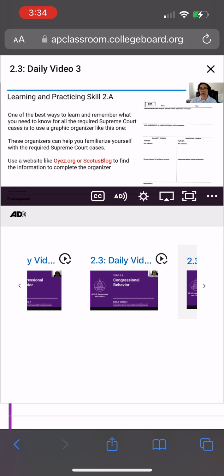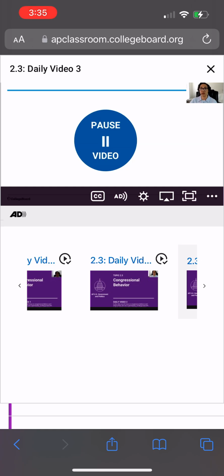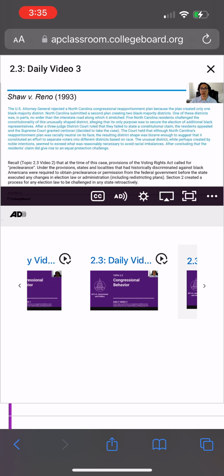Okay, so we've got SCOTUS task verbs here and some examples that were given there. Describing means to give a representation of the subject in words. So let's do some practice here, and I'm going to show you a scenario, and you want to pause it and take a look at what's going on there, and we'll talk about it on the other side. So this is the Shaw v. Reno case, 1993, and I'll just take a few minutes to read the case, and then I'll come back.